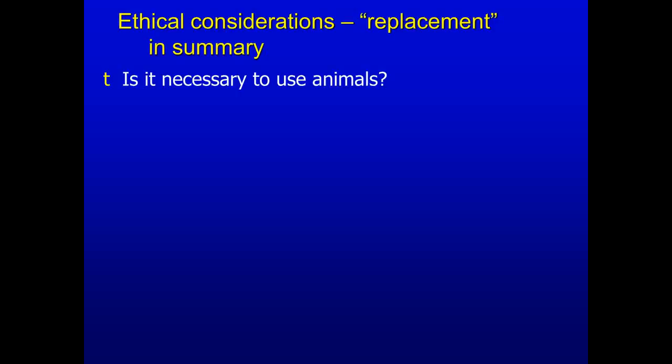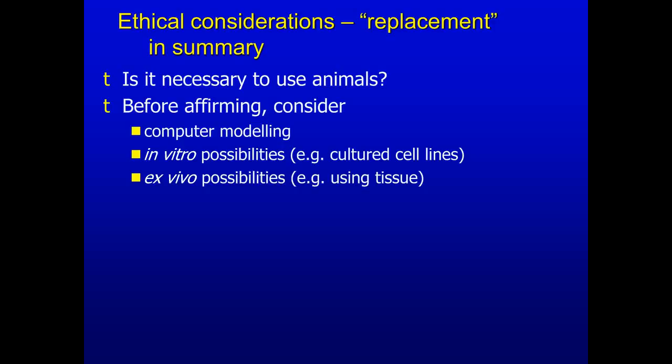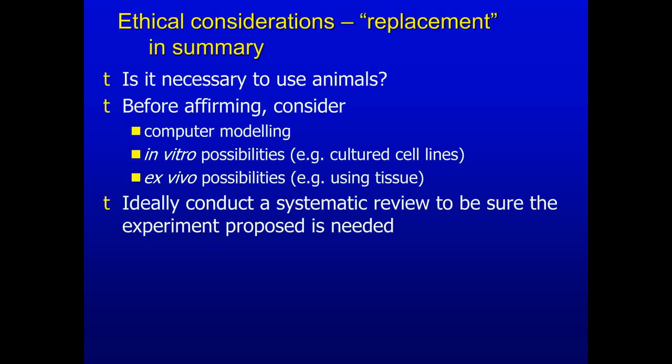So very quickly, the replacement ethical consideration starts with the question, is it necessary to use animals? And before saying yes, you should really think about computer modeling, in vitro possibilities, ex vivo possibilities like using tissue, and do a systematic review to make sure that the experiment proposed along the sort of lines you're proposing is actually necessary.